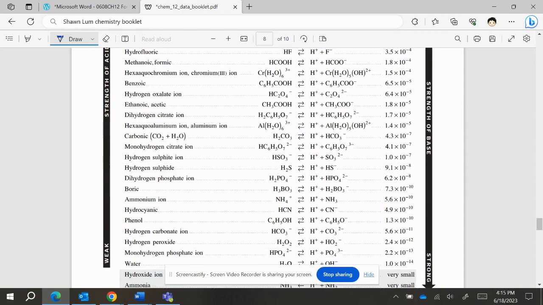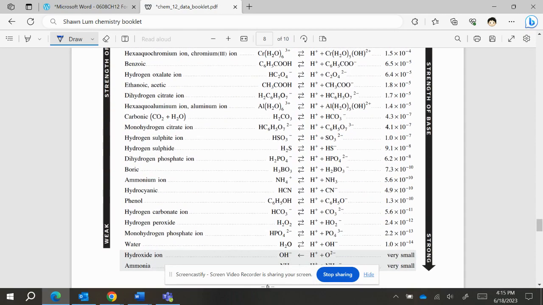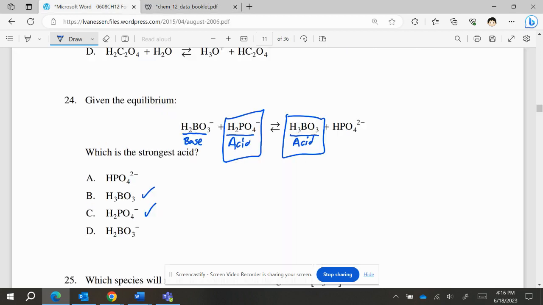And we have to look at it on the acid side. Here's H3BO3 and H2PO4. So they're right beside each other. But H2PO4 is stronger because it's higher up. It has a higher Ka value. So H2PO4 is the stronger of those two right there.